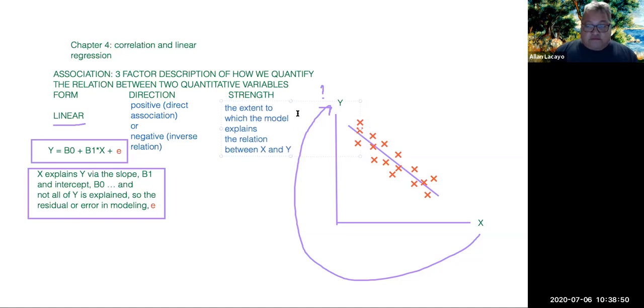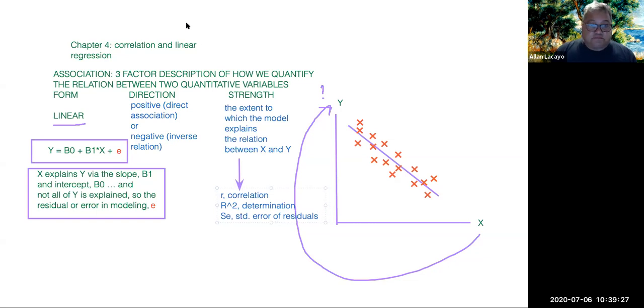And it is the strength of the association that the statistical correlation and other statistics like the R-square and the standard error of the regression will be explaining.